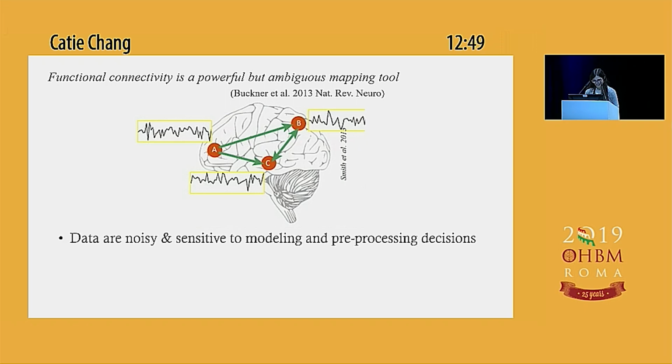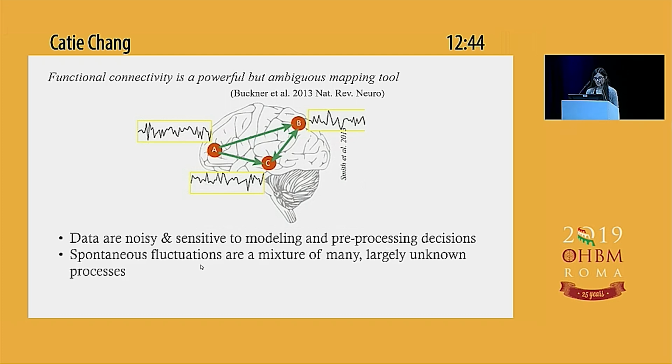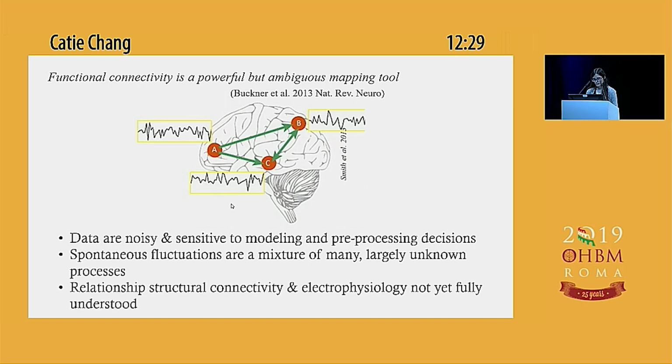So the data are noisy, for example. They're sensitive to modeling decisions and pre-processing decisions. When we look at resting state data, which is most commonly done in these situations, the spontaneous fluctuations that go into our time series could be a mixture of many and largely unknown processes. And there's not a really clear mapping between functional connectivity and, for instance, structural connectivity or electrophysiological measures. But actually, this is all very exciting and open research directions that are being addressed in the field.